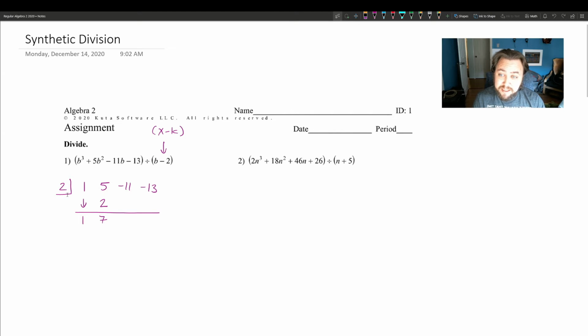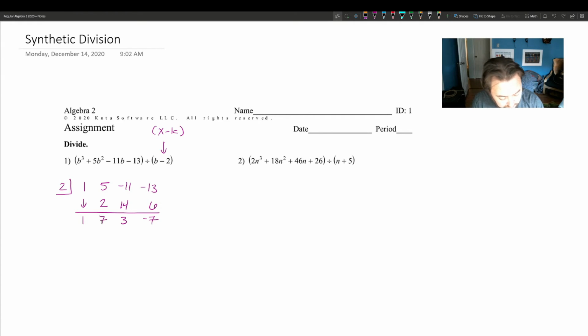We're going to do the same thing again. 2 times 7 is going to be 14. 14 minus 11, that's 11, 12, 13, 14, so that's 3. 2 times 3 is 6. And then 13 minus 6 will be negative 7. Once you've got these numbers written down, pretty much your work is done.